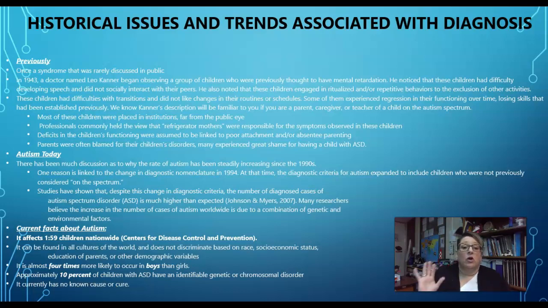He noticed that they had difficulties with transition. They couldn't go from one thing to the next easily. They didn't like change in routine and their schedule. They experienced regression in their functioning. They weren't gaining skills. They were losing skills. And he described this to parents and others, and they were placed in institutions, kept out of the public eye.